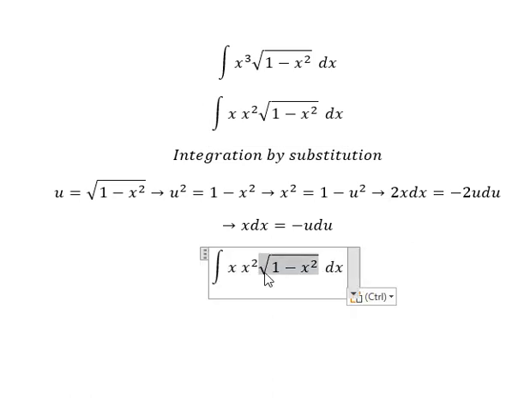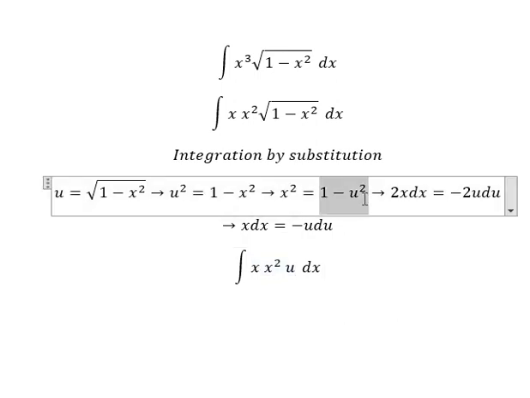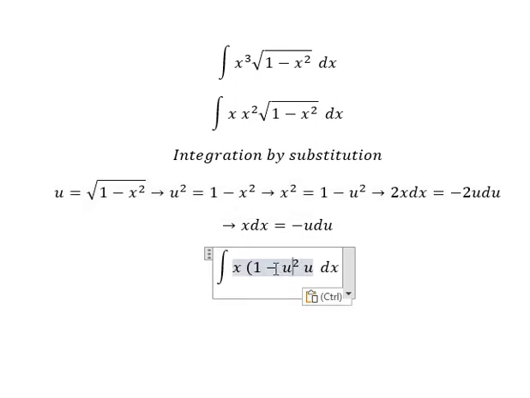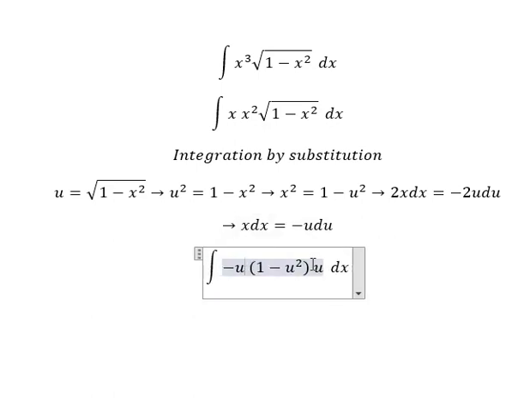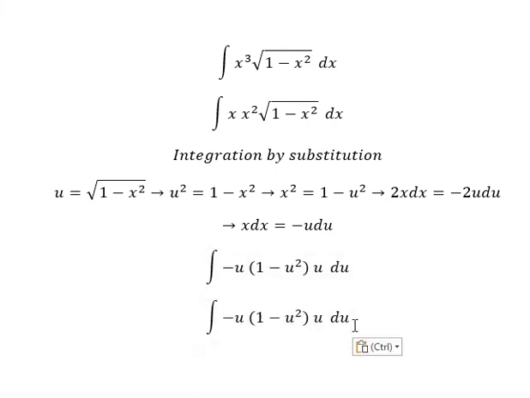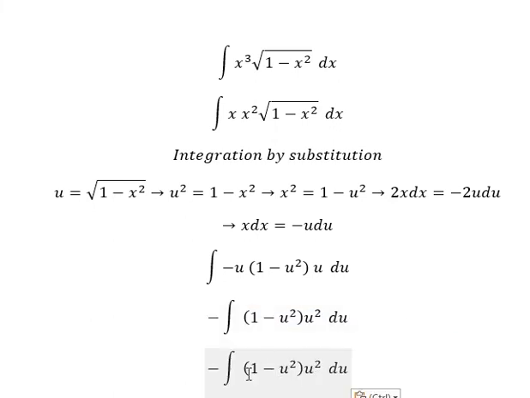So, the square root we change to u. x squared we change to this one. x dx we change to negative u du. So u and u, we have u squared in here. The negative I will put outside. u squared multiplied by 1 minus u squared in here.